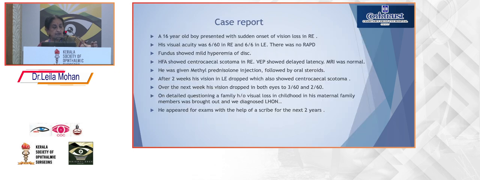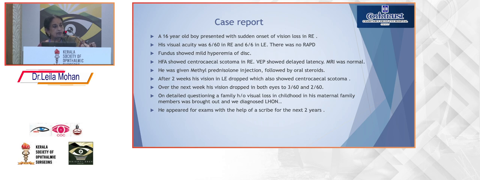So we have a 16-year-old boy who presented with sudden loss of vision in the right eye. His vision was 6/60. Fundus showed mild hyperemia and showed the typical field changes of optic neuritis. VEP showed delayed latency. MRI was normal.